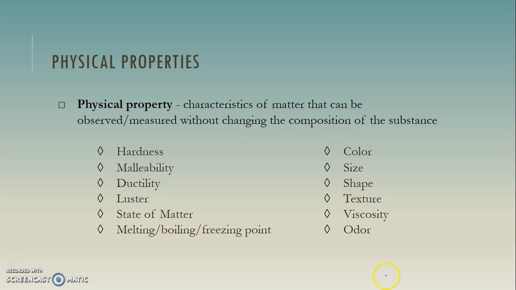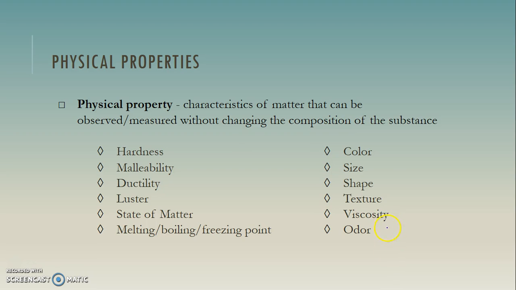Okay, physical properties are next. You can read the definition. If you observe these properties, you still have the same exact substance. So if you observe the color of a piece of paper, then it's still paper. If you measure the size of a table, it's still made out of the same material.